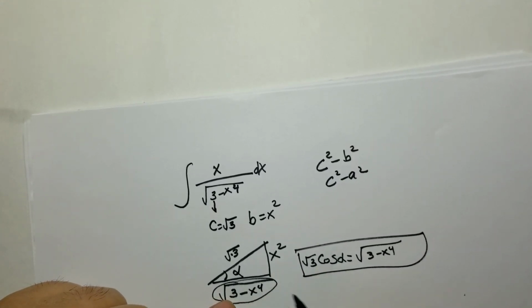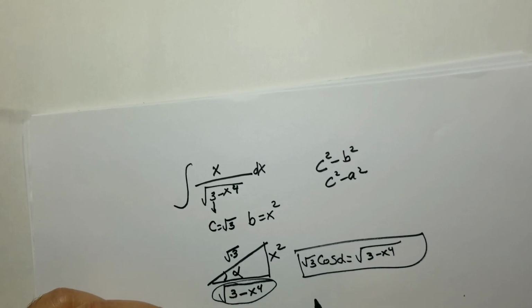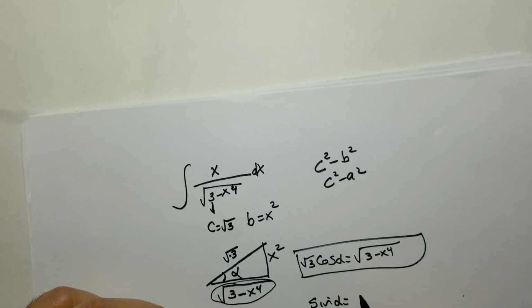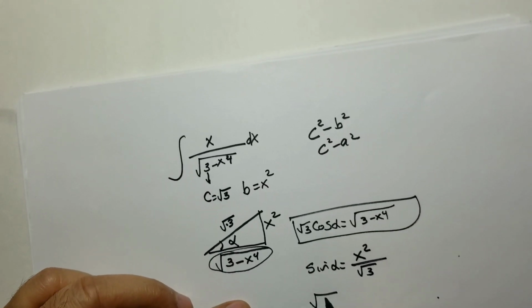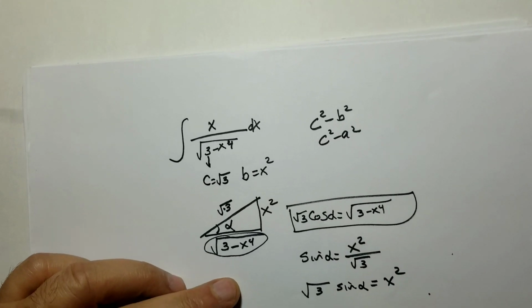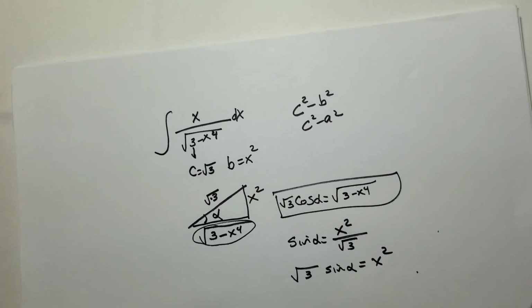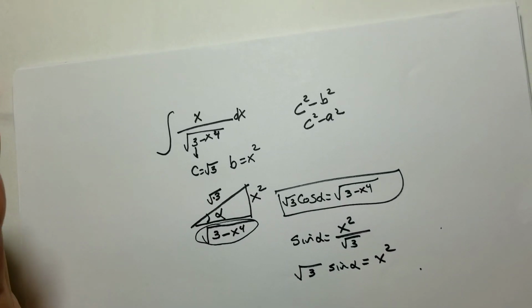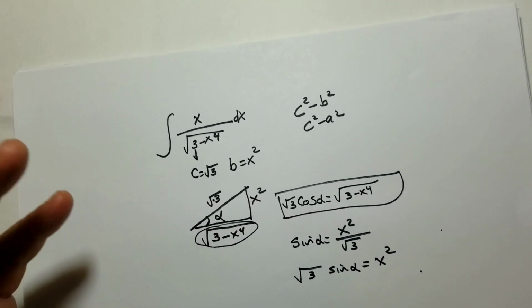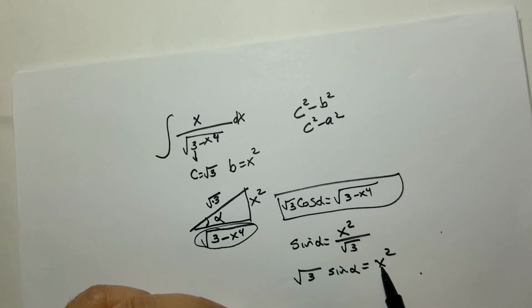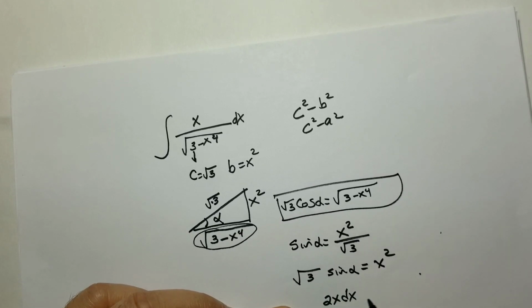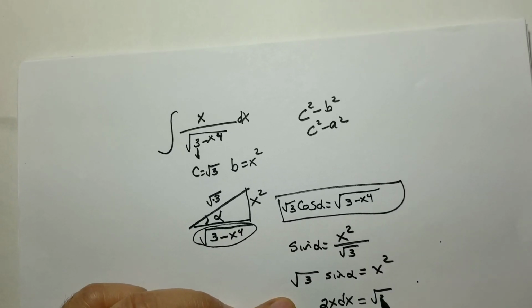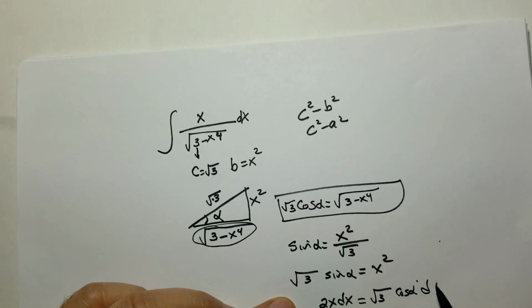How do I do your x? That's not easy. Sine of alpha is equal to x squared over the square root of 3, and that becomes square root of 3 sine of alpha equal to x squared. Let's go back right here, and let's not take the square root, because if you take the square root, then finding my dx is not easy. I'm going to find the differential of that one. The differential is the derivative times dx, and that is square root of 3 cosine alpha d alpha.